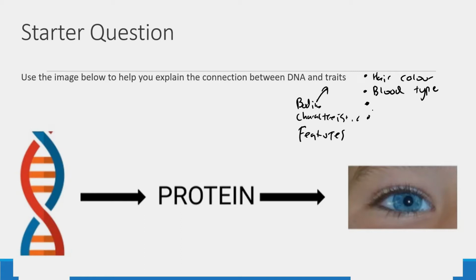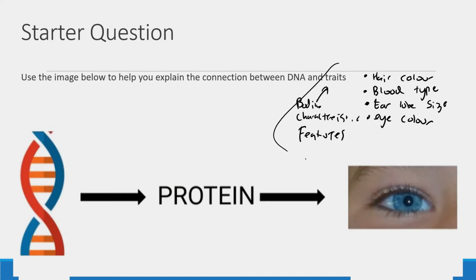Let's go with 2 more and then we'll finish up. 2 more things that can be affected by DNA. What are 2 traits? Earlobe size. Earlobe size. Yep. One more. Eye color. Eye color. Sure. So these are all traits.